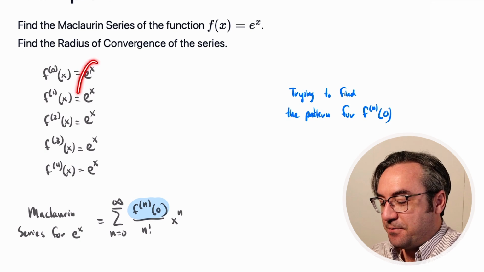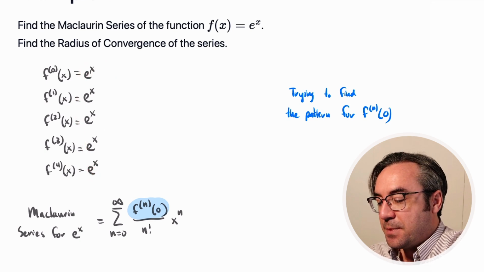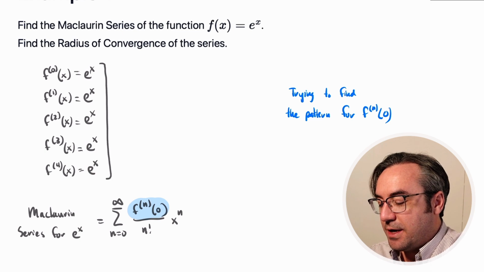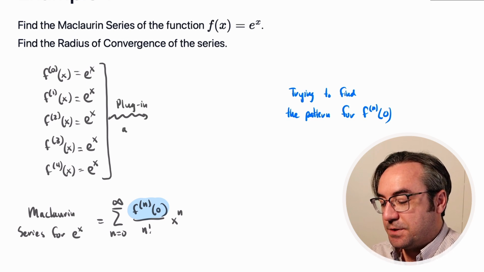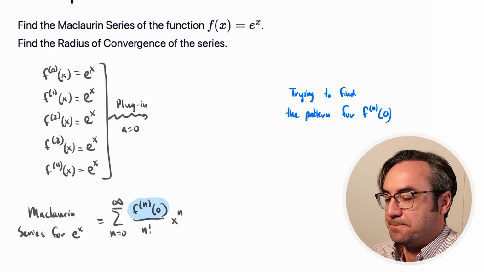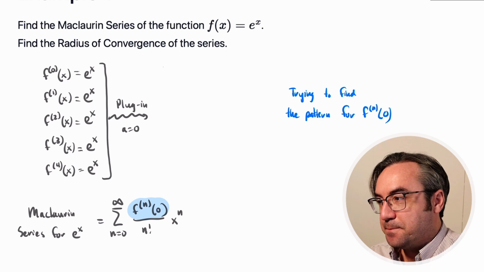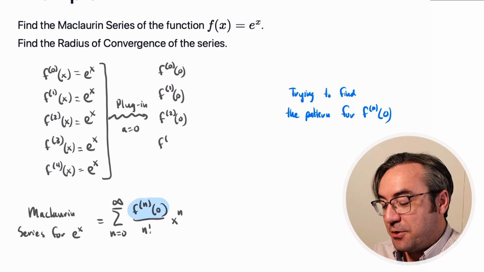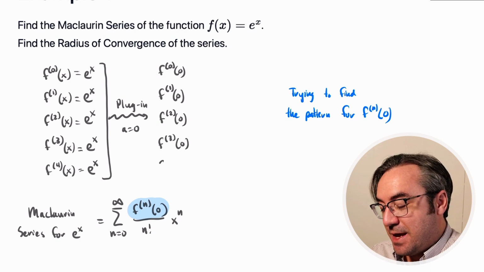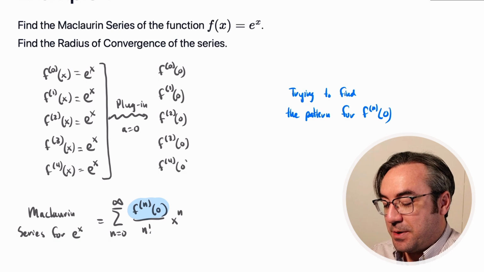So once we actually calculate all these different derivatives, then we'll plug in our number. So in this case, a equals 0. We want to plug in that center point. So let's see what we get. We'll take our 0th derivative, plug 0 in. Then we'll take our first derivative, plug 0 in. Our second derivative, we'll plug 0 in. Our third derivative, we'll plug 0 in. And our fourth derivative, we'll plug 0 in.